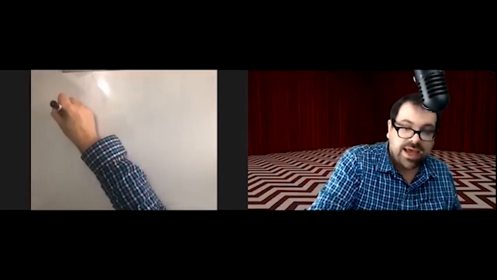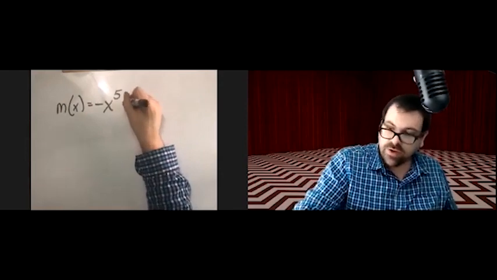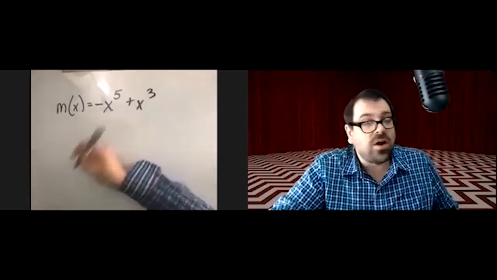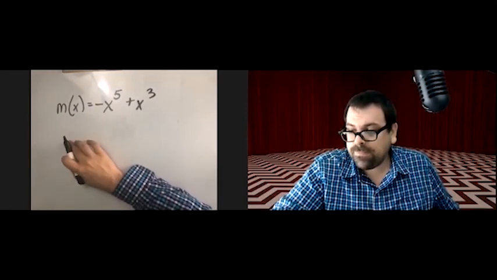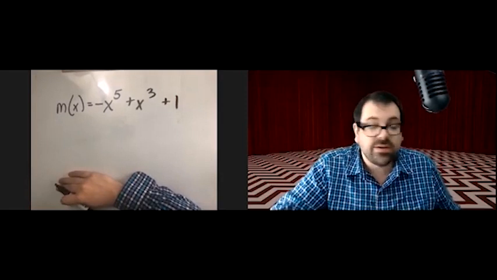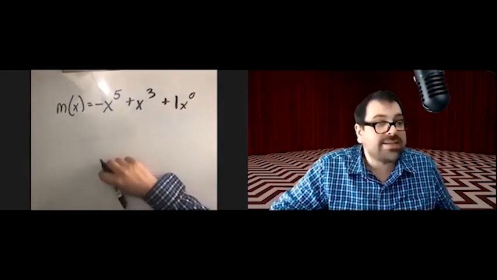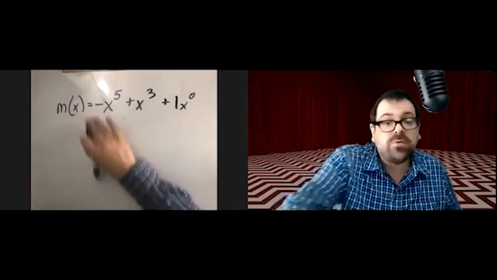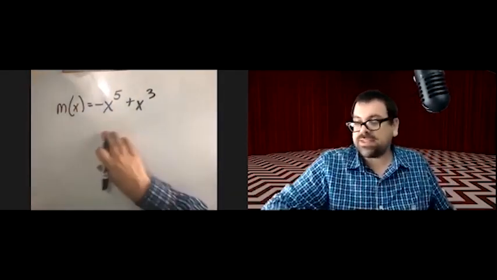Let's take a look at m of x equals negative x to the 5th plus x cubed. First of all, let's take a look at all of our exponents. They're all odd. Our shortcut's going to say this one's odd. Now, the second I add a +1 or something, this one doesn't have any x's, but if it did, it would be x to the 0. 0 isn't odd. So that one would be neither. We don't have a +1 here. We just have x to the 5th and an x cubed.